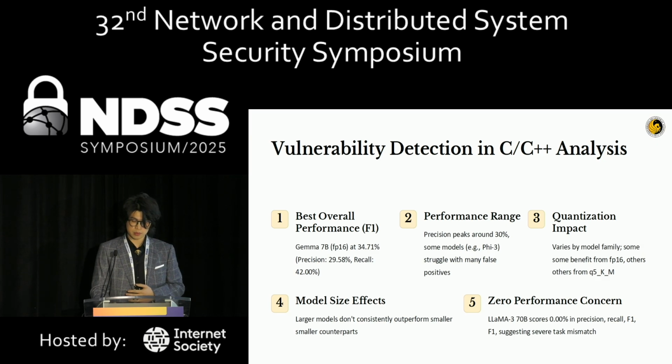So Llama performs better in FP16, while CoLlama prefers the Q5KM quantization. Larger architectures often underperform smaller ones, with the Llama 3 70B variant even failing to detect any vulnerabilities. Mistral's newer models also lag behind its predecessor. All of this suggests that neither bigger nor more advanced automatically means good or better.